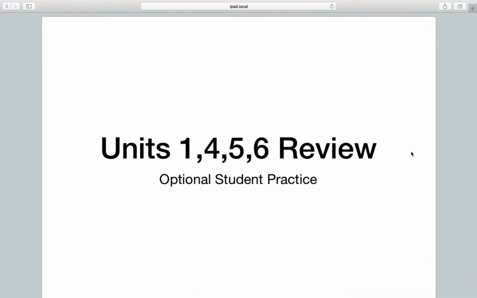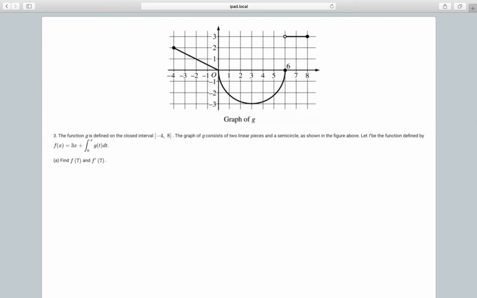I'm going to go over the unit 1456 review FRQ that's optional student practice in AP Classroom. Here we're given a function g defined on a closed interval, and it consists of two linear pieces and a semicircle.